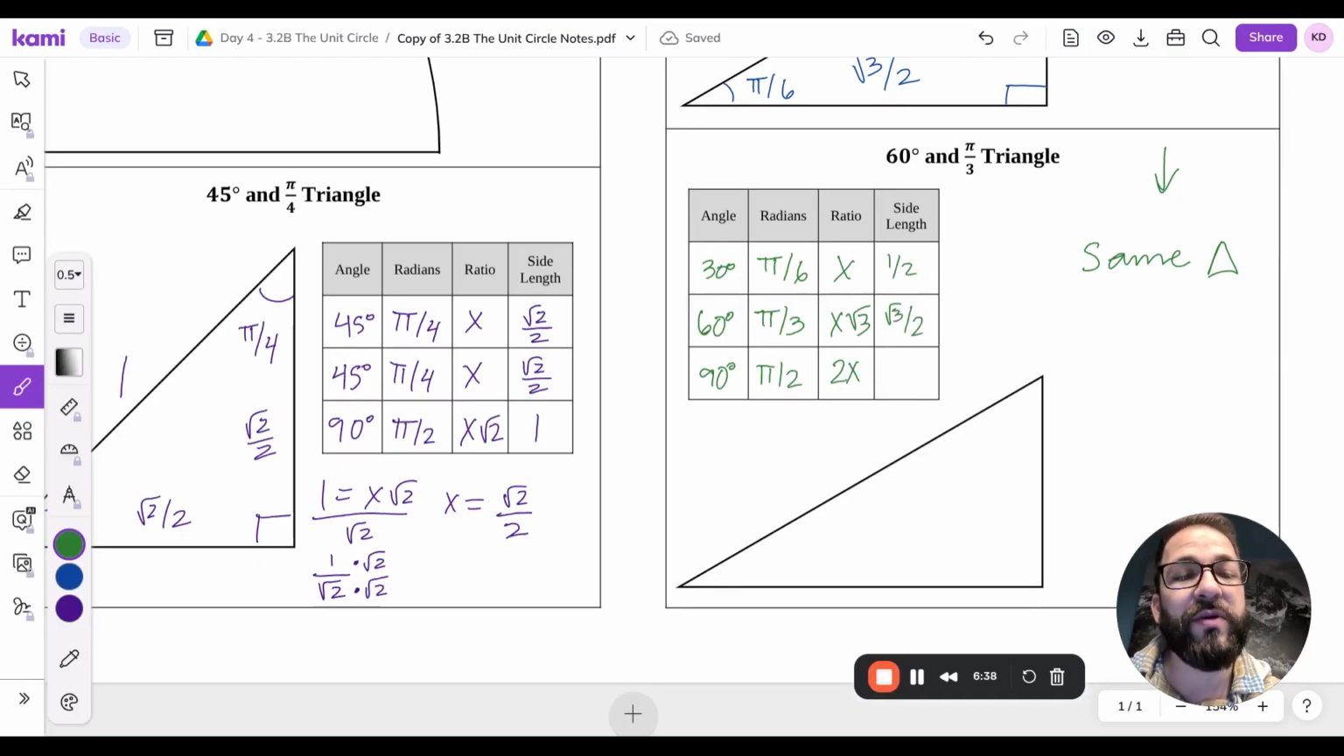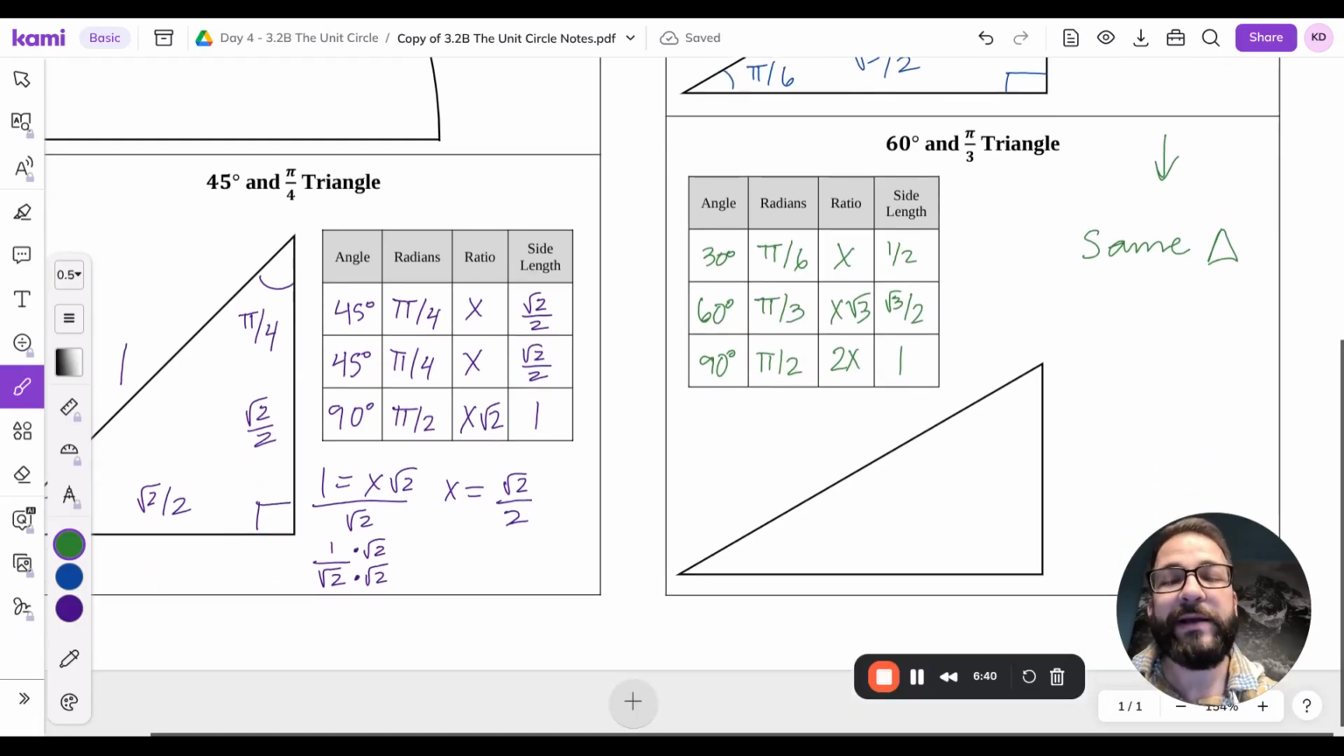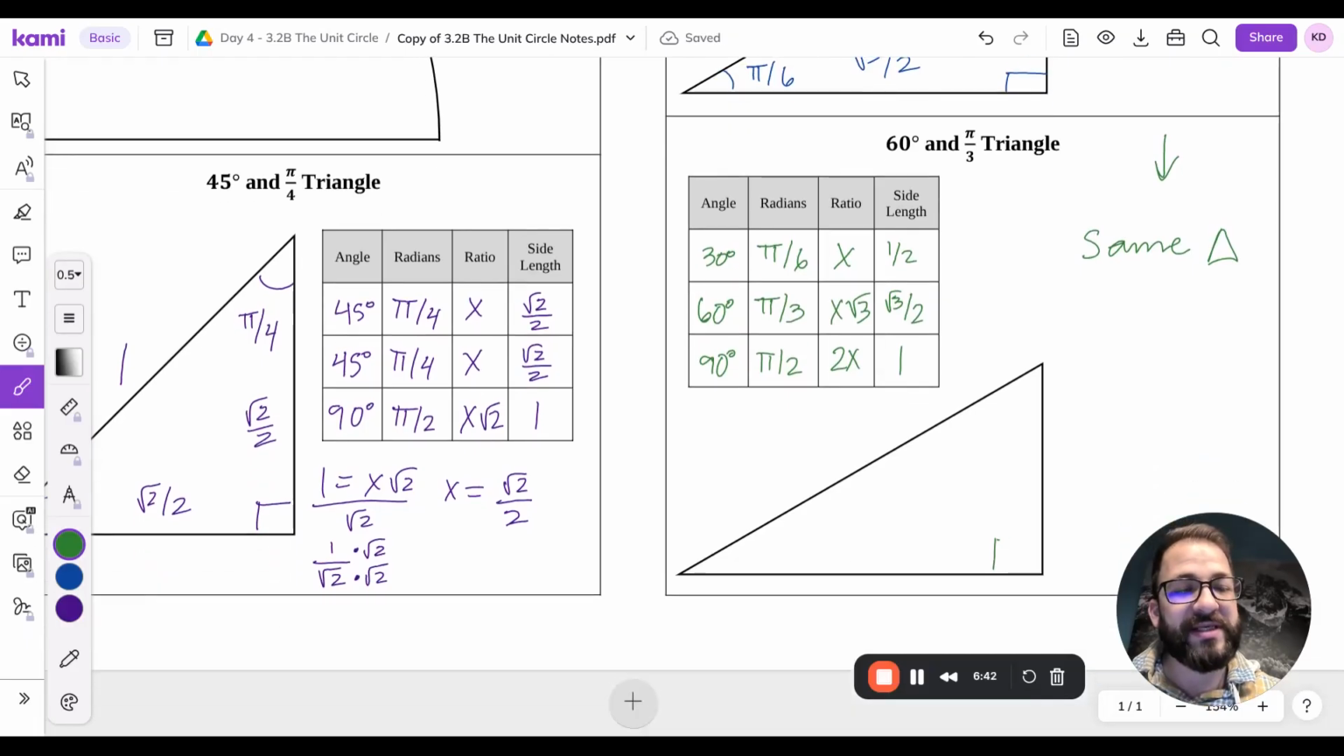Which you might think, Mr. Arbone, that seems a little crazy. Like, why would we do this twice? But there's a reason. There's a rhyme and a reason to what we're doing. So just trust me for right now on why we would actually do this.